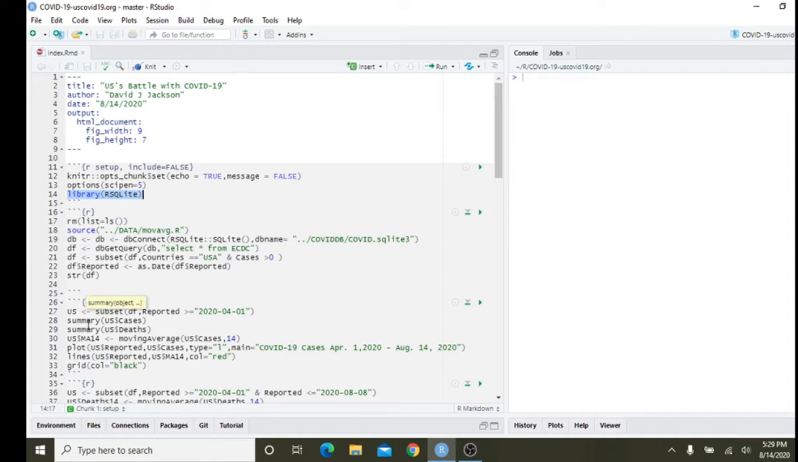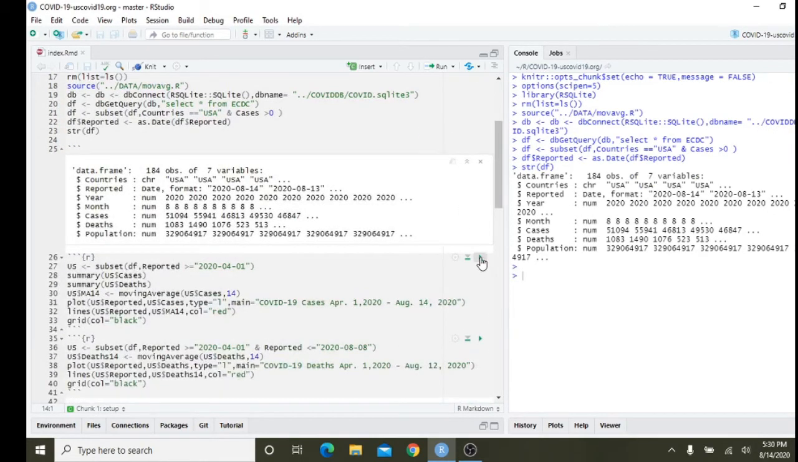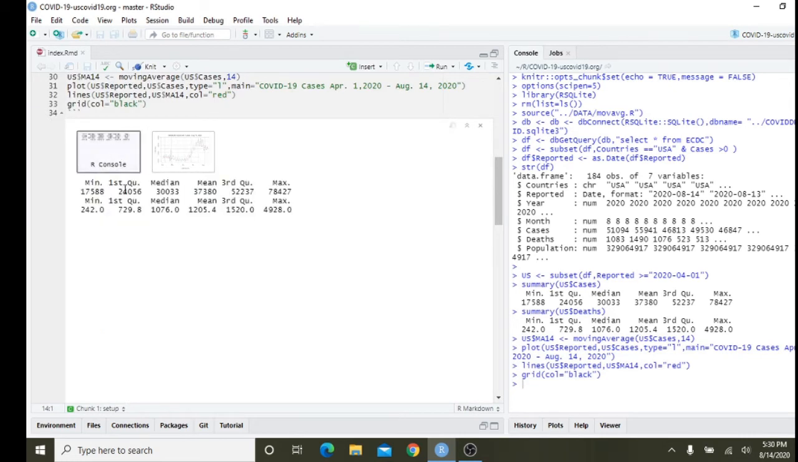Summary of cases and deaths. Then we produce a 14-day moving average. Then we do a plot, first of the cases and then of the moving average. So let's just run this here real quick. Okay, here we go. Let's look at this first.